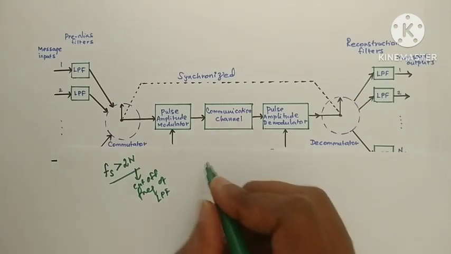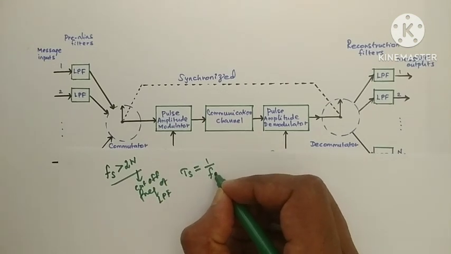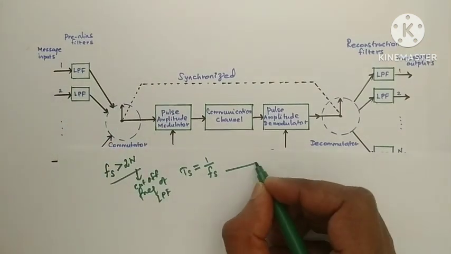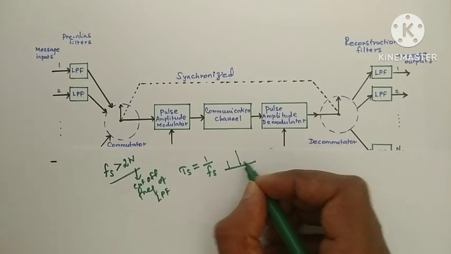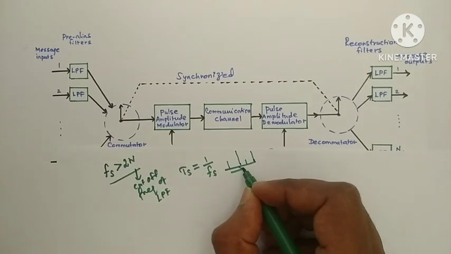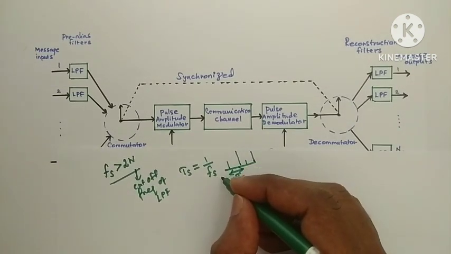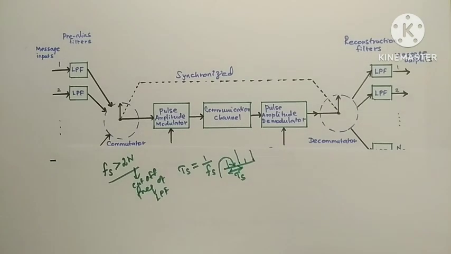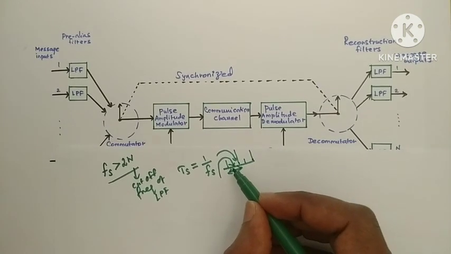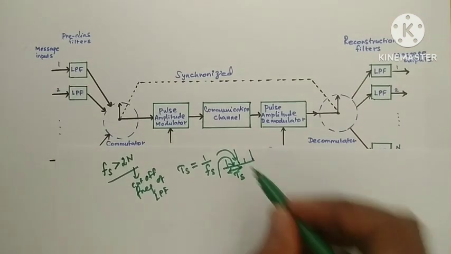Then what is the sampling interval? Ts is the sampling interval, which is equal to 1 by Fs. For the first message it will take the first sample, second sample, third sample, fourth sample. Between the first sample and second sample, the spacing is Ts, the sampling interval. In this gap, the second message signal's pulse will be placed. Next, the third. Likewise, within this sampling interval, pulses of the other message signals are placed. This is the concept.